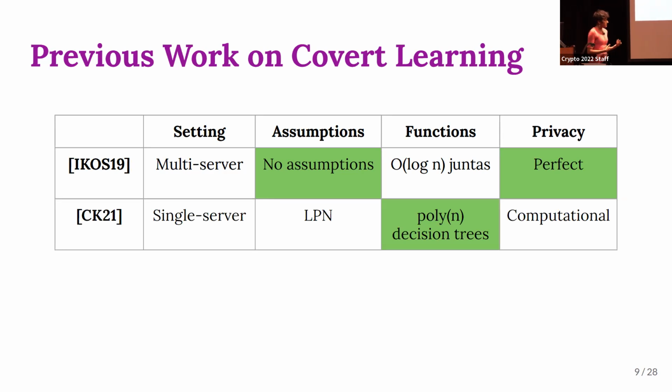And a subsequent work, specifically on covert learning by Kennedy and Karchmer, worked in the single server setting and showed, under the LPN assumption, that you can learn polynomial n-size decision trees. Because it's based on LPN, they get computational privacy.